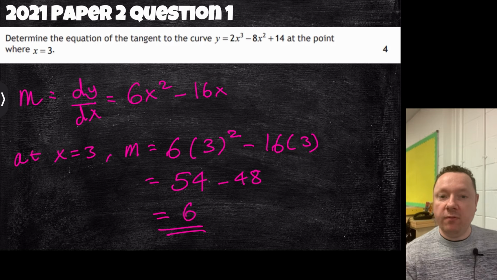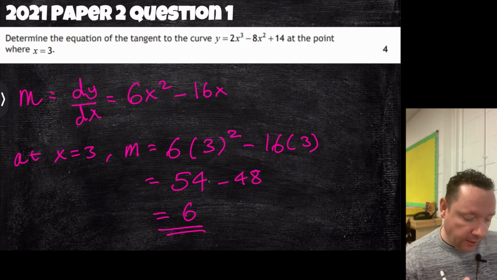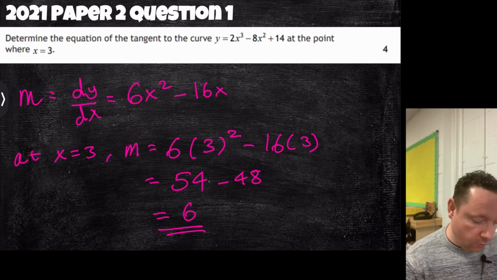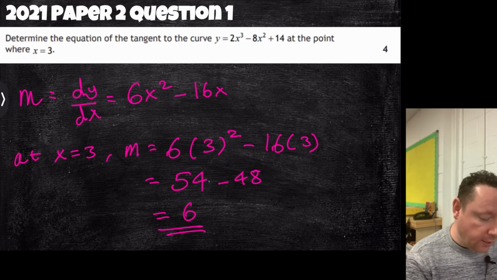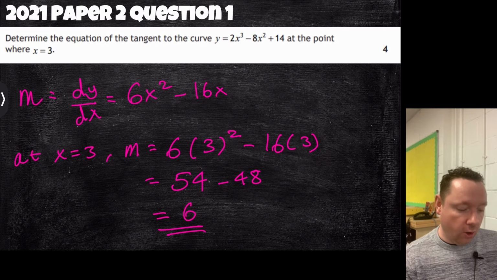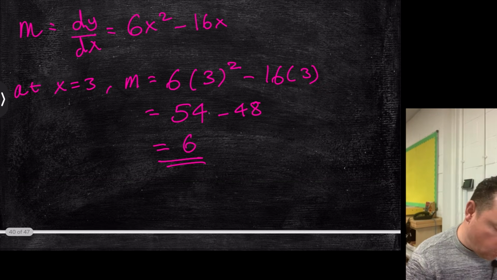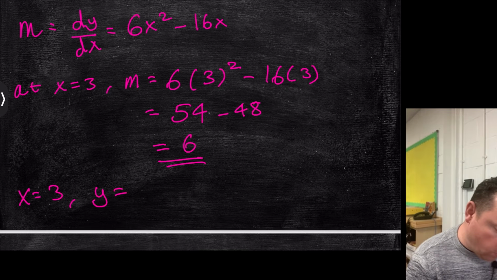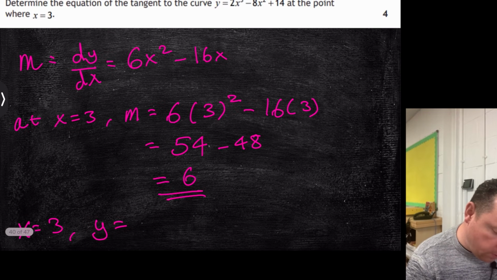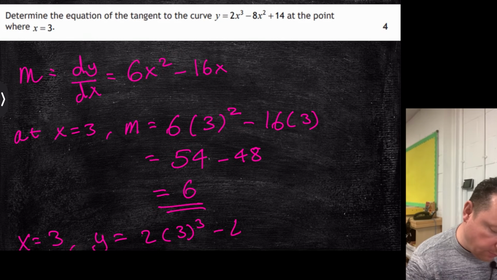And remember from straight line, to find the equation of a straight line, which is what a tangent is, we need a point and the gradient. So we've already got the gradient. We've got a bit of a point. It says x equals 3. So we can work out our y just by subbing 3 in. So when x equals 3, y equals 2 times x cubed, 2 times 3 cubed, minus 8 times 3 squared plus 14.